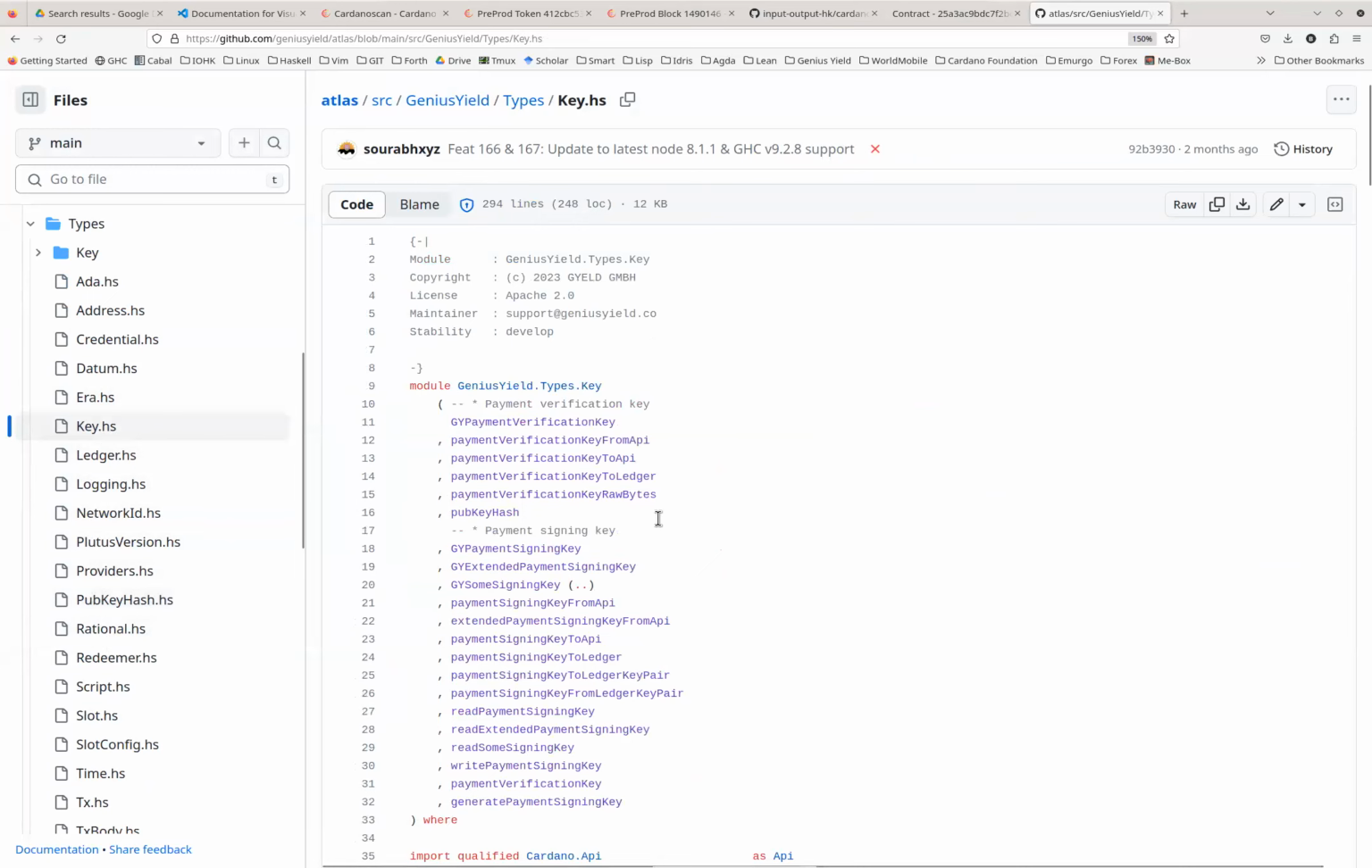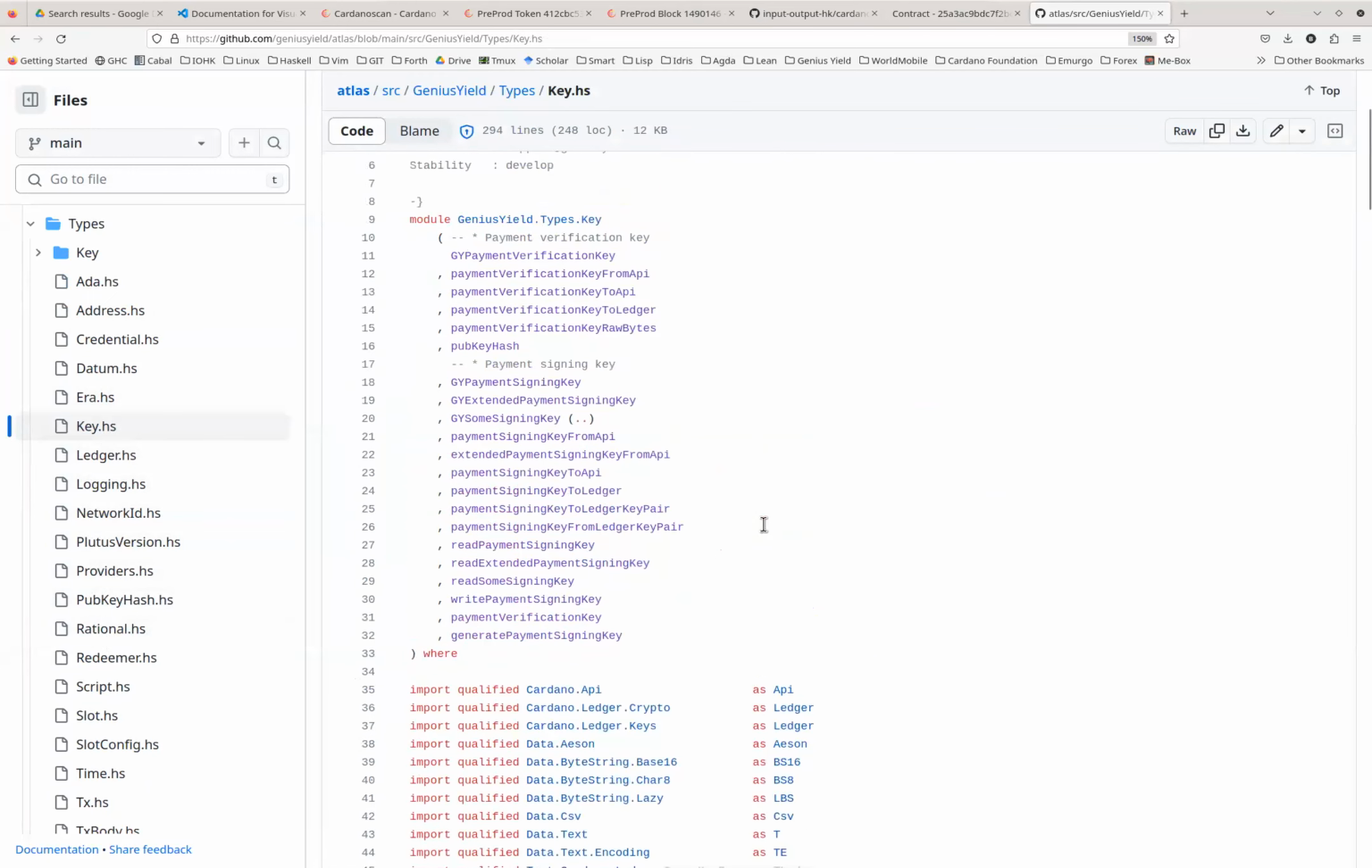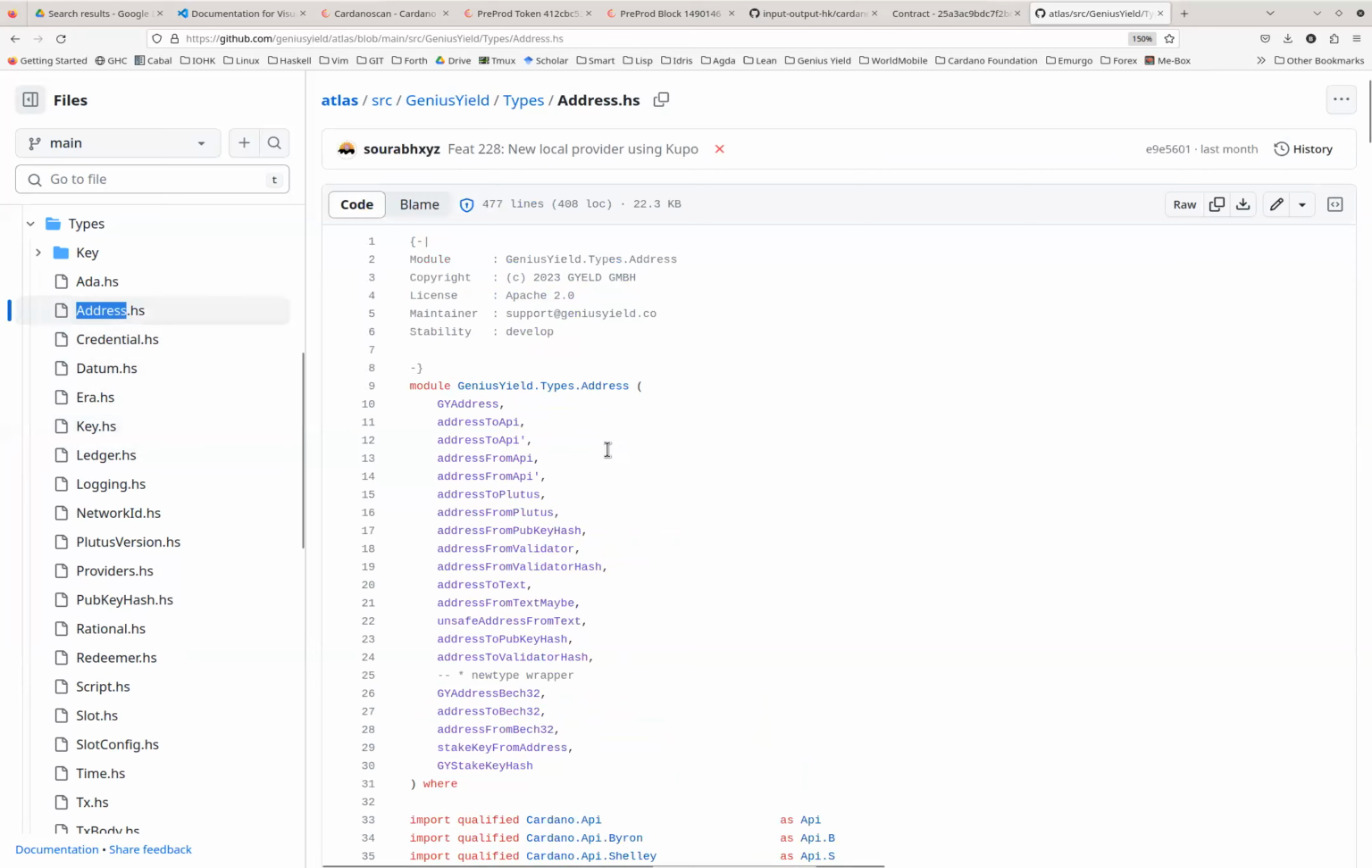Okay, so there's this generate function that I showed you already. Here. So you can use generate payment signing key to get the signing key, then payment verification key to turn that into a verification key. Then here, pub key hash, to get the pub key hash of that, and then once you have the pub key hash, you can use address from pub key hash to get an address. So yeah, you can do that without the CLI or the wallet, programmatically generate fresh keys and thereby addresses.